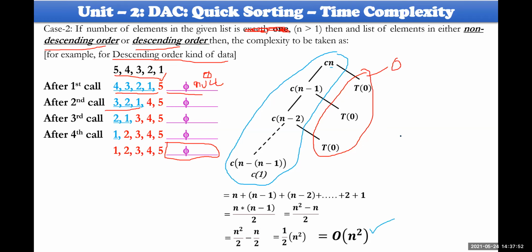For descending order or ascending order kind of inputs, things go very badly. If the input is random, it works excellently. But if it is in either descending or ascending order, it goes very worst. This is the way you can apply it.